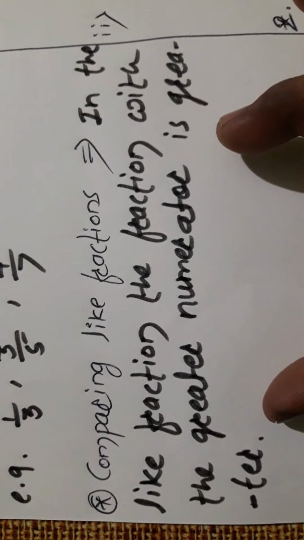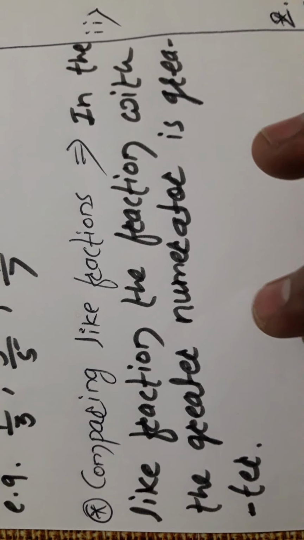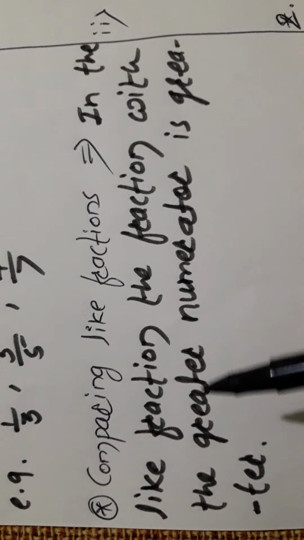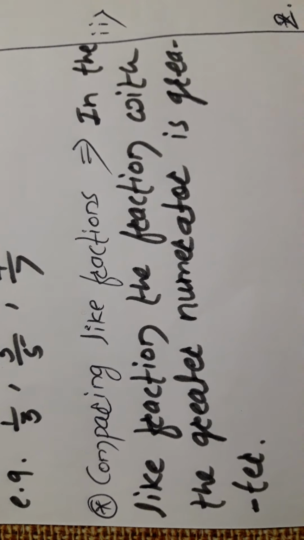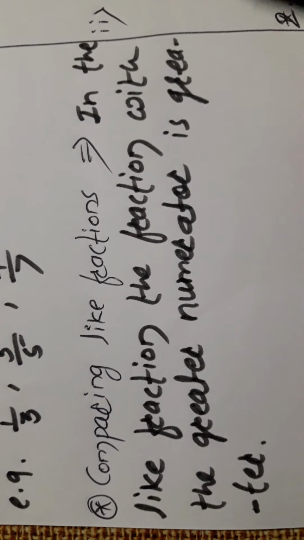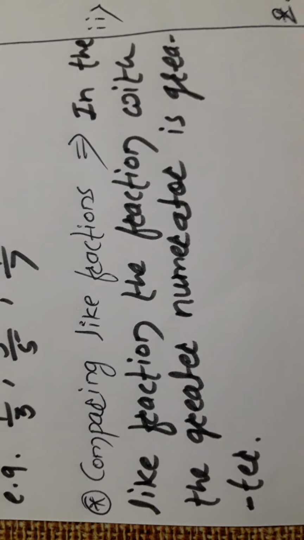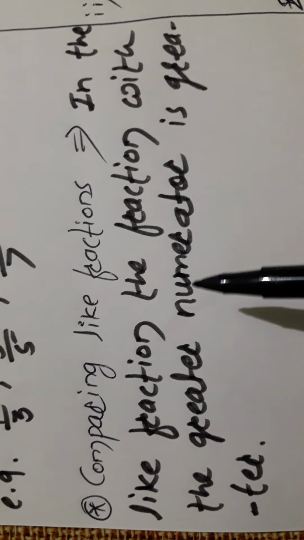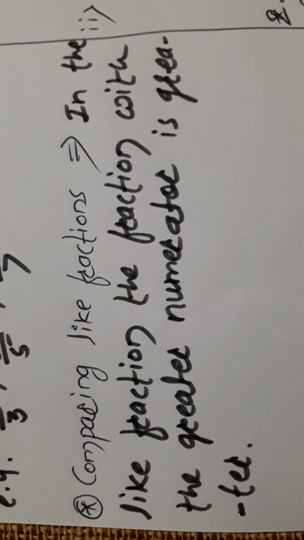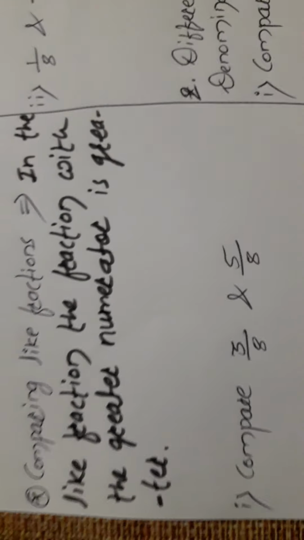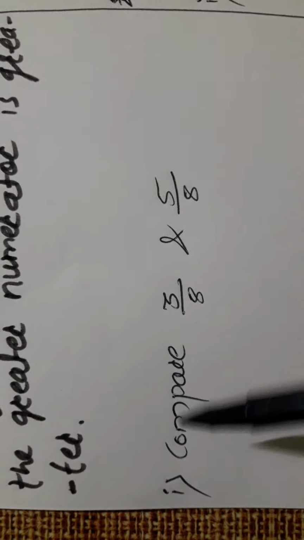Means first of all, you have to observe whether the given fraction is like or unlike. How are we going to understand like or unlike? Just look at the denominator. If the denominators are the same, those are like fractions. Once we confirm those are like fractions, then we focus on the numerator. If the numerator is greater, then that fraction is greater. Which type of questions are asked on this? Questions like that will be there.